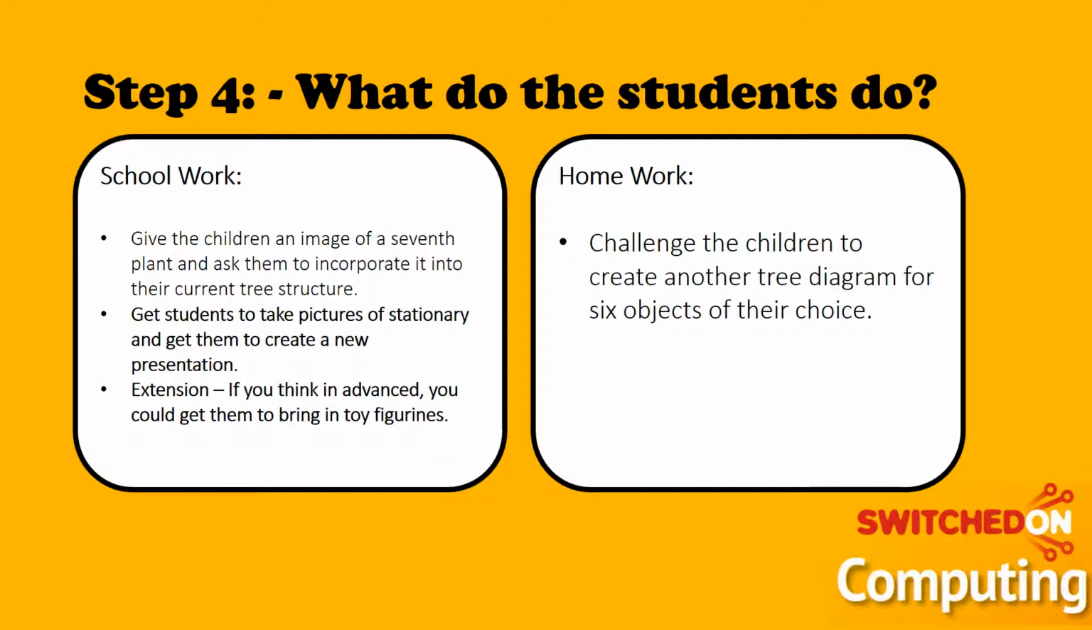So, like I said before, you've seen the example of what the tree structure should look like, but what you could do is, when they're finished, get them to create another one independently without any help, and you could say that they need to sort their stationery into groups. So it might be you've got to sort out which are pencils, which are pens, and so on. And if they get really advanced, you could get them to bring in some figurines from home so they can sort out their toys as well. And for homework, you can challenge the children to create another tree diagram for 6 objects of their choice.